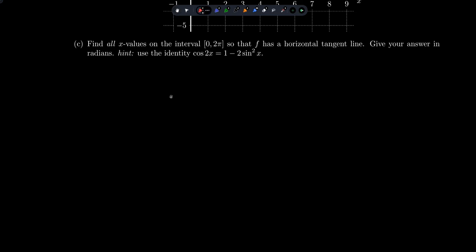Here is the main question. The whole point of this exercise is we want to find all of the x coordinates on the interval from 0 to 2 pi where f has a horizontal tangent line. And we're asked to give our answer in radians. This will be a little bit of tricky algebra, and so I give you a hint here. My hint is to utilize this identity right here, and that will help us in the middle of the algebra.